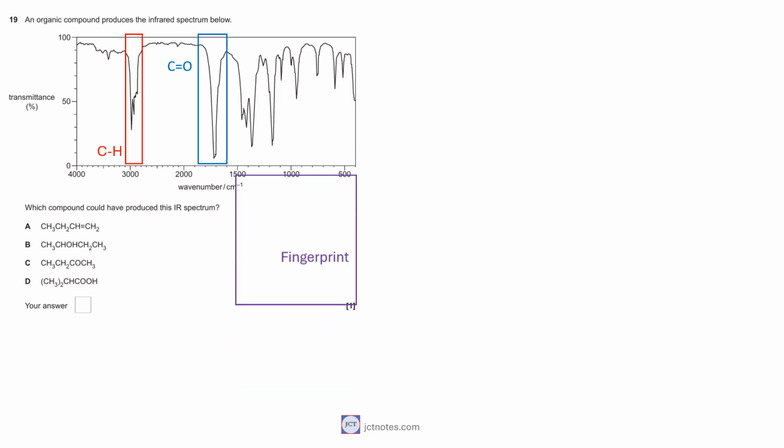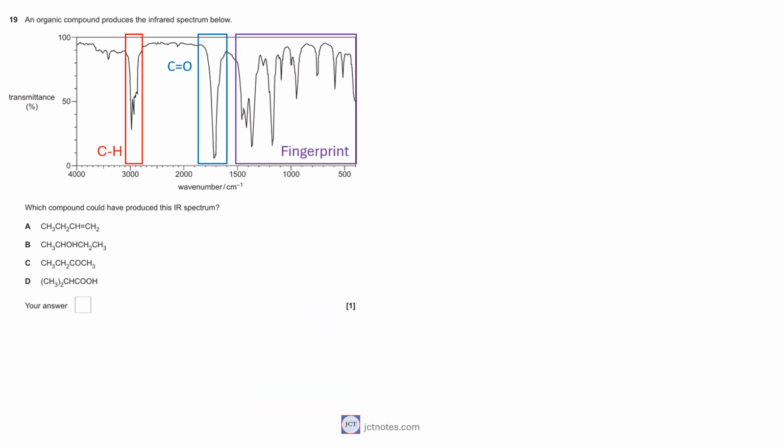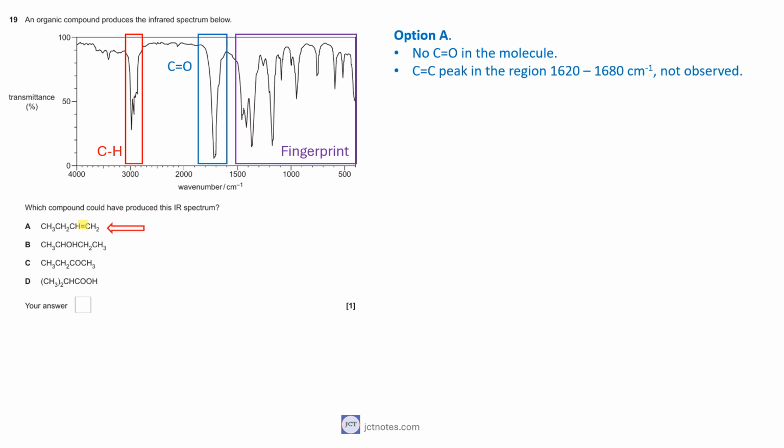Any peak below 1500 reciprocal per centimeter is considered fingerprints. We now check the different options. Option A. There is no carbon-oxygen double bond in the molecule. Additionally, the carbon-carbon double bond should give a peak in the region 1620 to 1680 reciprocal per centimeter, but the peak is not observed. We discard option A.